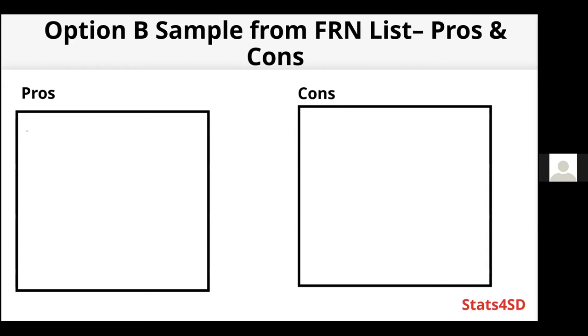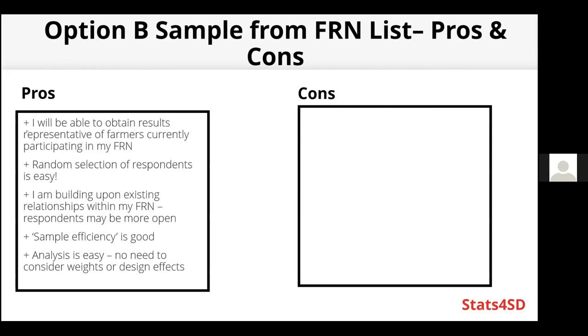And with our farmer list, again, there's pros and cons to this approach. So again, we can still get representative results, but what we are representing here is something different. Instead of thinking of a national estimate, we would be thinking of an estimate which would be representative of the farmers currently in that FRN. So it's a different definition of the population.